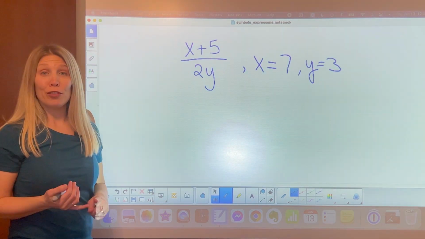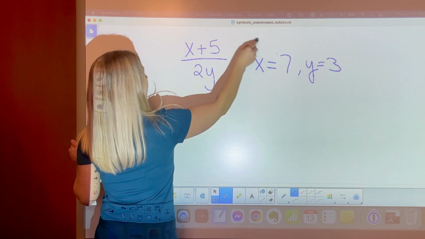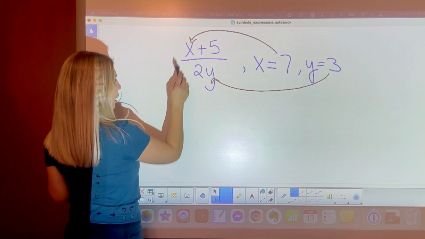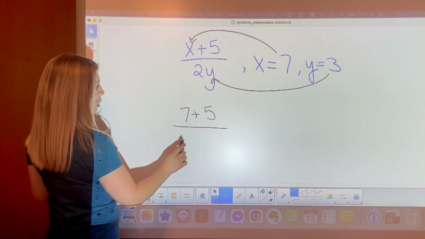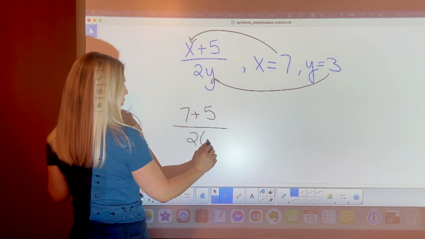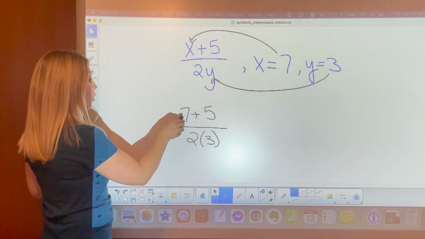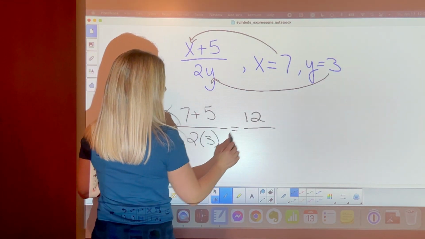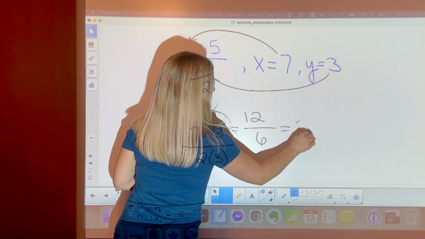Okay, this is a fun one. We have a fraction bar and 2 variables. So let's plug in and see what we need to simplify first. They want x to be 7 and y to be 3. So let's rewrite. Instead of x, we have 7 plus 5 in the numerator. Here's our division bar. And 2 times y, so we can do 2 parentheses 3 to represent multiplication. Now again, we must simplify the numerator and the denominator first. So 7 plus 5 is 12, and 2 times 3 is 6. So 12 divided by 6 is 2.